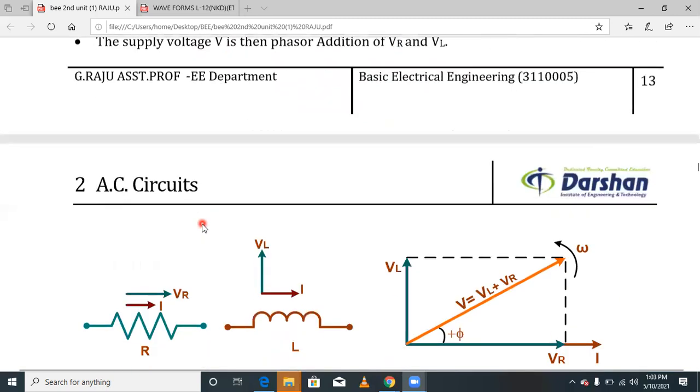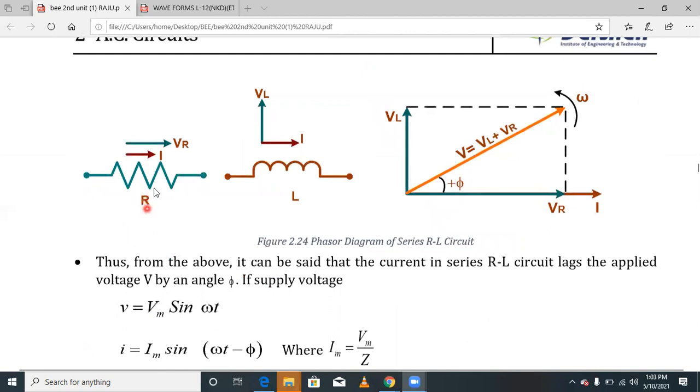Across the resistor, current and voltage V_R are in phase, which we already studied in the previous lecture. Across the inductor, voltage leads and current lags, with a 90 degree angle between them. The resultant of these two is called the phasor sum of V_R and V_L, which is V_S, the supply voltage. By considering this, we get what is called the phasor diagram.